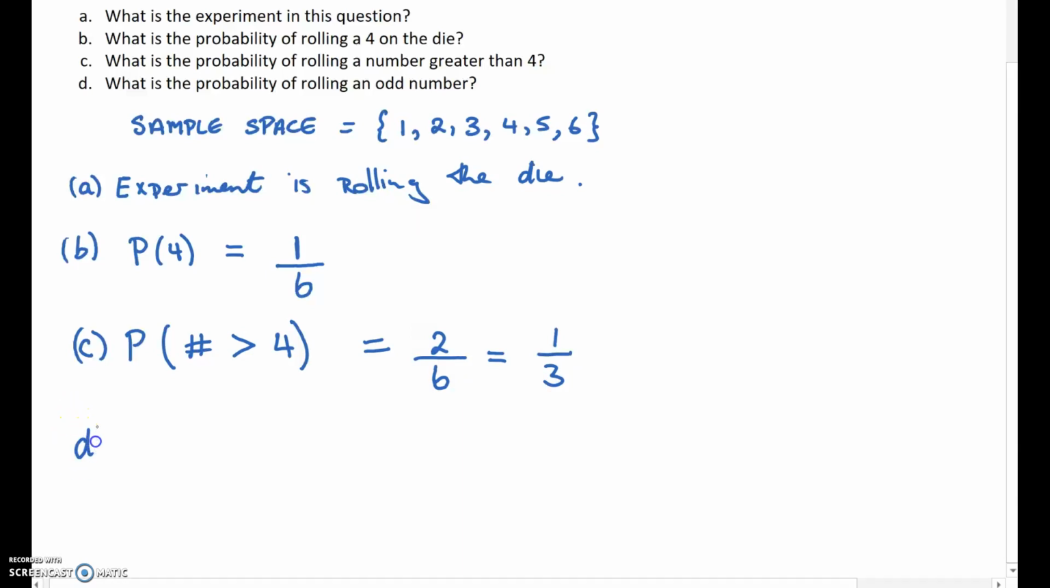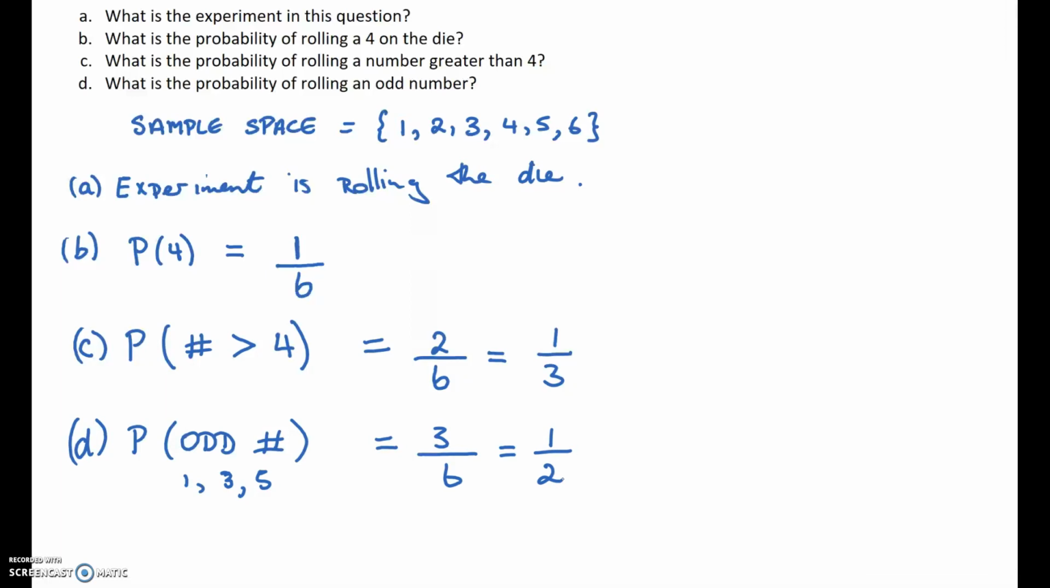Part D. What is the probability of rolling an odd number? Okay, an odd number. Well, odd numbers are 1, 3, and 5. Those are the odd numbers that are on a die. Okay, 1, 3, and 5. So there are 3 of those. Again, the total number of possible outcomes is 6. So 3 out of 6, or 1 out of 2. The probability of rolling an odd number is 1/2, or 50% if you want to give it in terms of percentages. But for most of the time we'll give probabilities in terms of fractions.